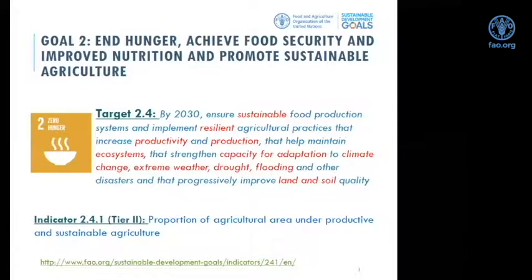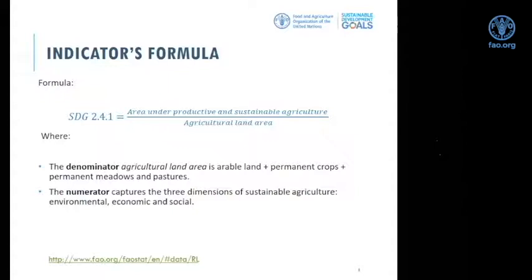The indicator that was submitted to the IAEG-SDG and was approved in March 2015 is proportion of agricultural area under productive and sustainable agriculture. This is a tier 2 indicator, which means that the methodology of the indicator has now been approved and endorsed as an international standard. However, data in general is not available or only partially available at the country level. The formula that we propose to measure the indicator is very simple and straightforward. It's area under productive and sustainable agriculture divided by agricultural land area.